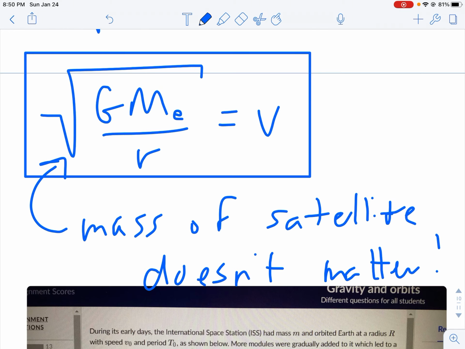When an object is orbiting, the velocity of the orbit is completely dependent upon three things. The gravitational constant, the mass of the object that it's orbiting, which is the Earth, which does not change, and the radius of orbit. Now, you can't change the gravitational constant, and the mass of the Earth isn't going to change anytime soon. So the only thing that affects the velocity of the satellite as it's orbiting is its radius of orbit. So if you don't change that, you don't change the velocity.